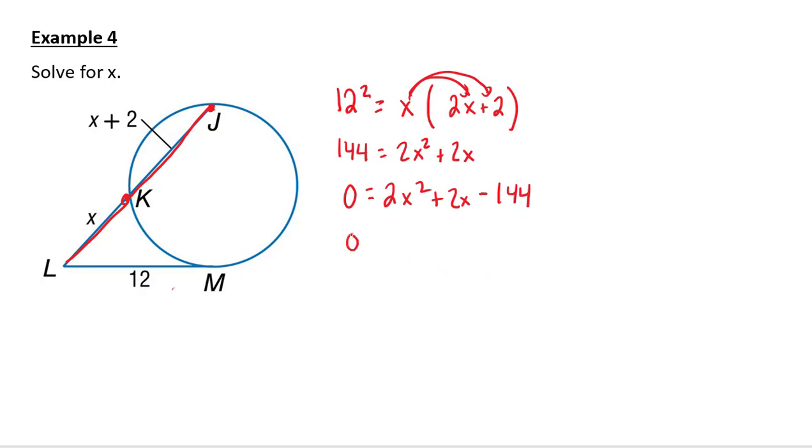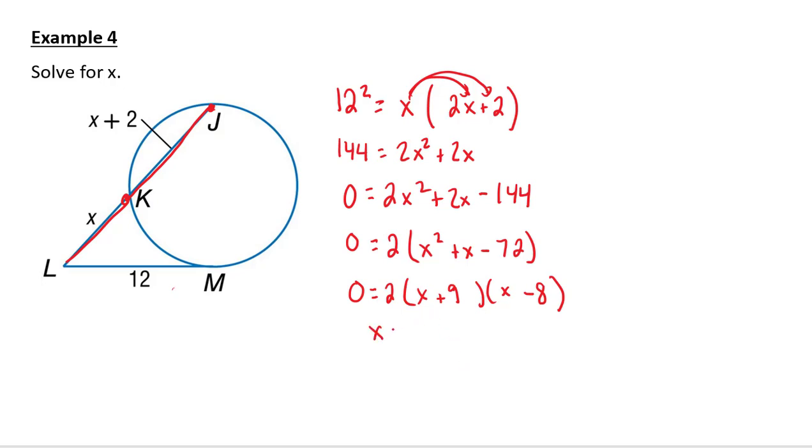And then we first try factoring. First factor out a GCF. Now we factor x squared plus x minus 72. Remember, I need 2 things that multiply to be a negative 72, but add to be a positive 1. So I have a minus 8 and a plus 9. And then set each one of those factors that has an x in it equal to 0.